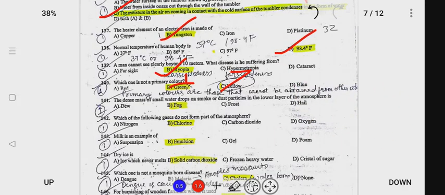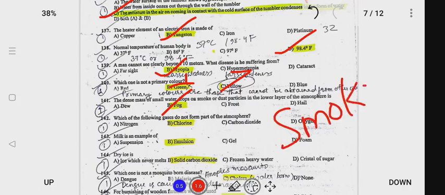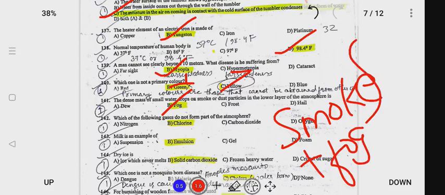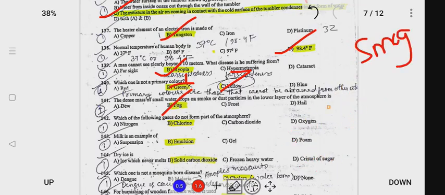Next, the dense mass of small water droplets on smoke or dust particles in the lower part of the atmosphere is fog. Fog in the morning containing smoke and dust particles is also known as smog. When dust particles from burning in industries mix with fog, we call the thing smog. That is very dangerous for the environment.